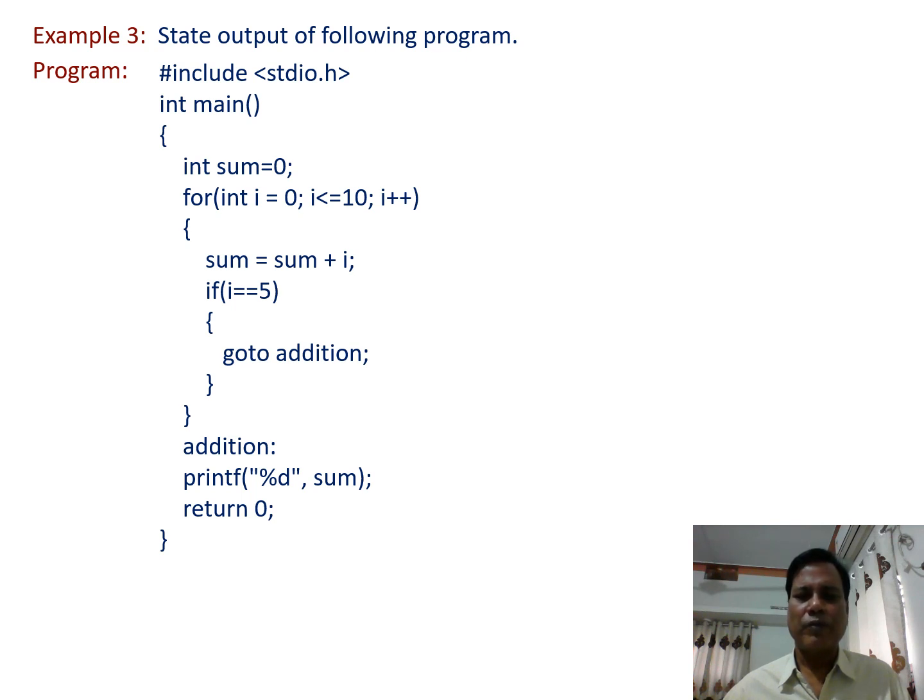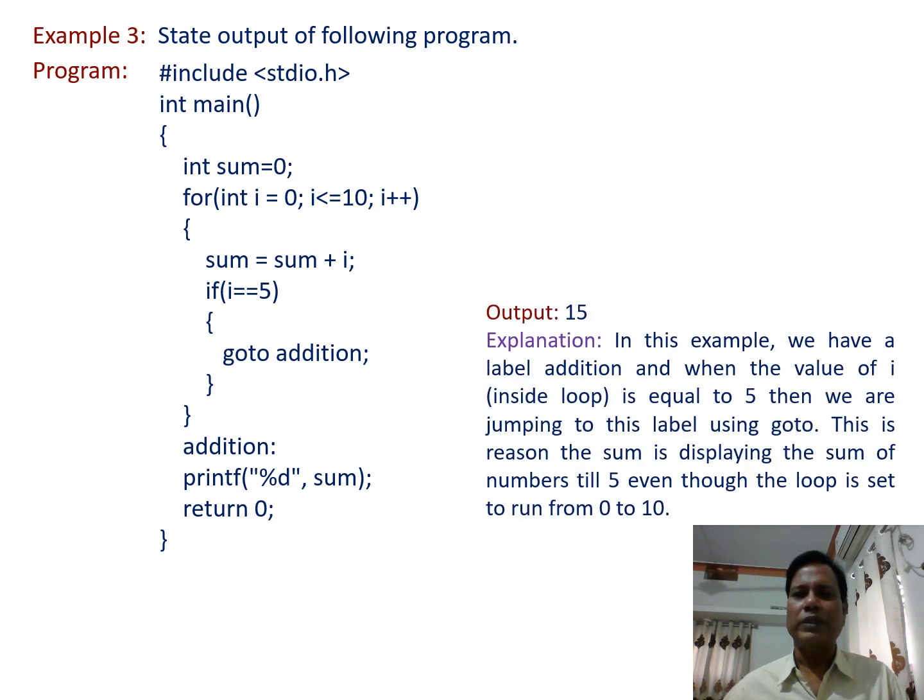So at this addition label, printf percentage d, what is the value of sum? The addition of 0, 1, 2, 3 up to 5 is printed at this point. So whenever this program is executed, we get the output as 15.